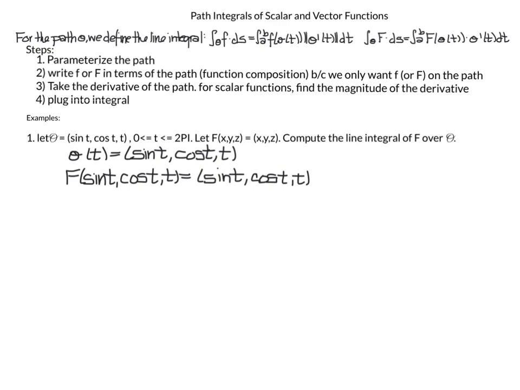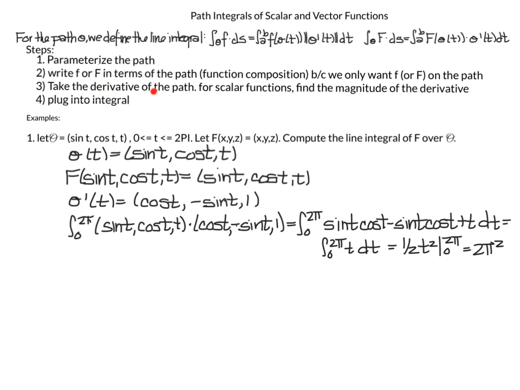Our first step has already been done for us. That's to parameterize the path. So I just wrote it out here. Sigma of t is equal to sine t, cosine t, t. And next, we want to write f in terms of our path. In other words, do the function composition. So for f of x, y, z, I'm going to plug in sine of t for x, cosine of t for y, and t for z. And it's just equal to x, y, z. So I just get back sine t, cosine t, and t.